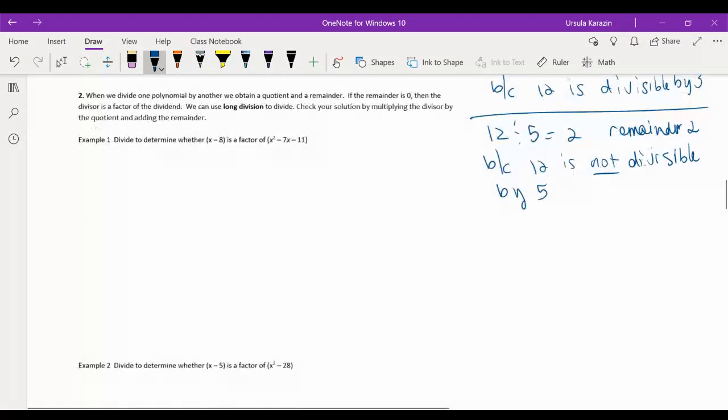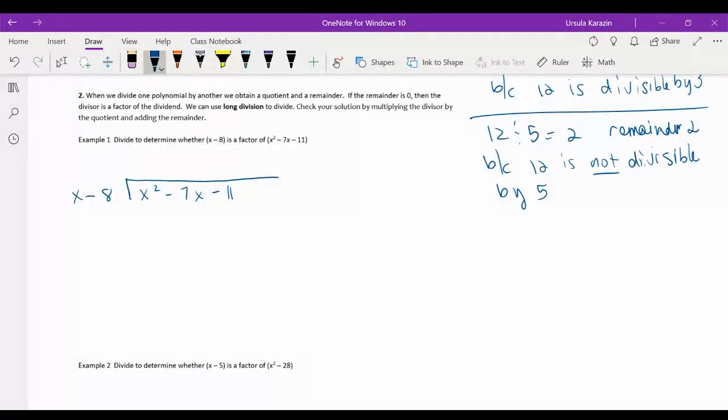So this is going to take some practice, and I do recommend you watch this a couple of times to help you. These are not super fast at first, but then you will get better. Okay, so what we want to do is determine whether x minus 8 is a factor of x squared minus 7x minus 11. So what I'm going to do is long division.